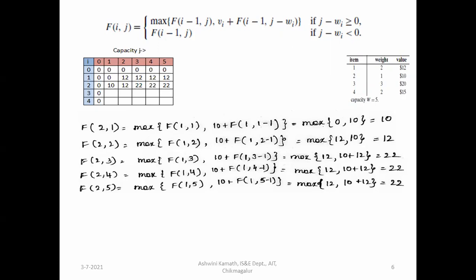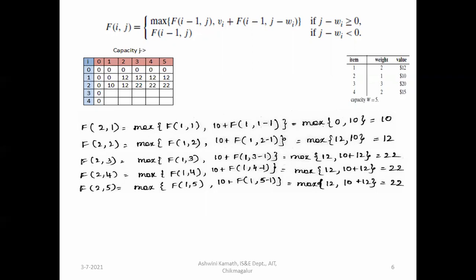That is maximum of f of 1 comma 3, which is the value 12, comma 10 plus f of 1 minus 3 minus 1 is 2. 1 minus 2 is 12. So 10 plus 12 is equal to 22. Maximum among these two is equal to 22.